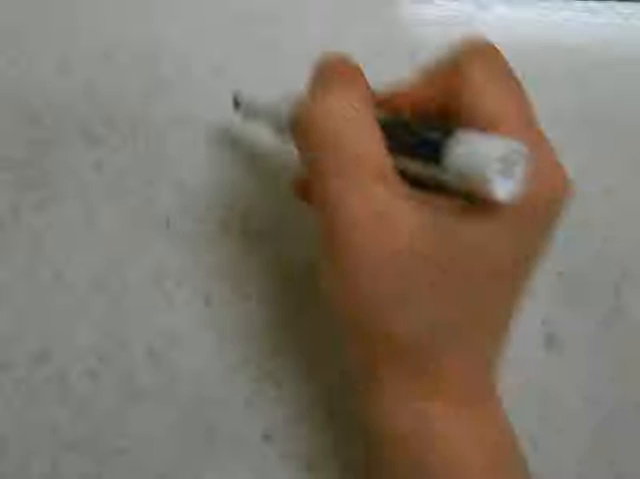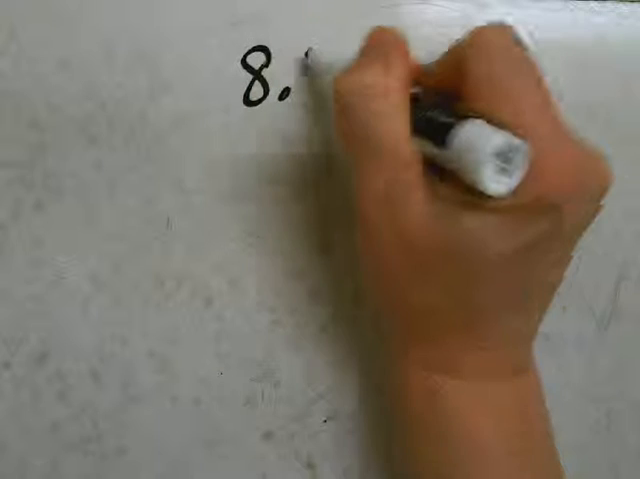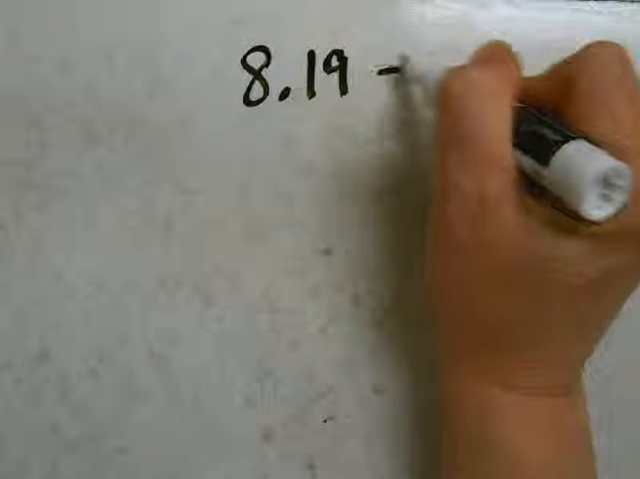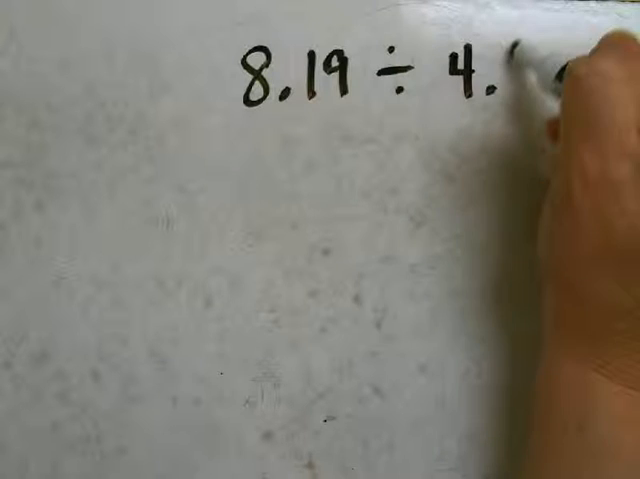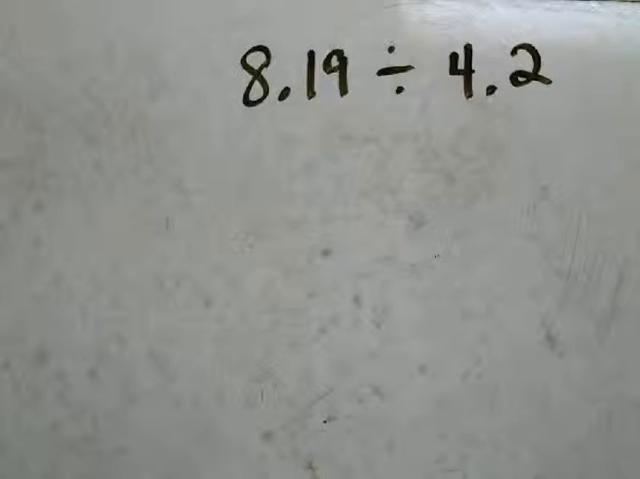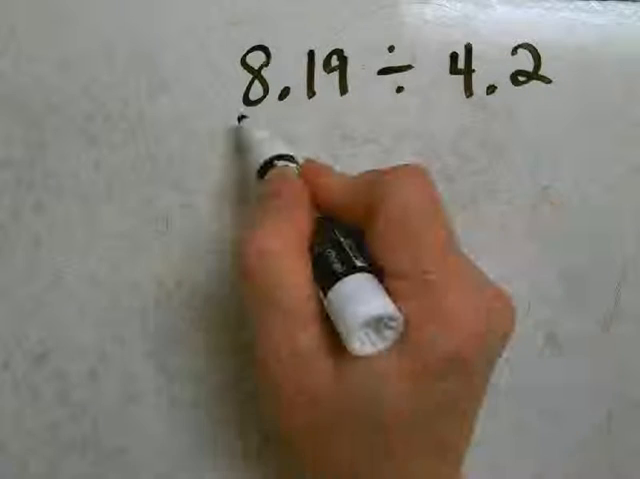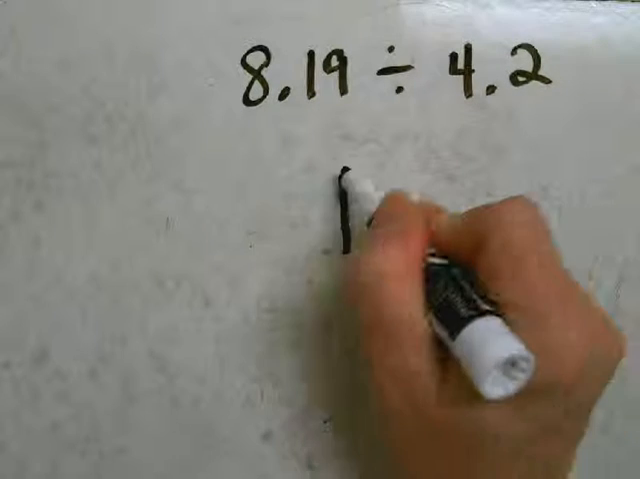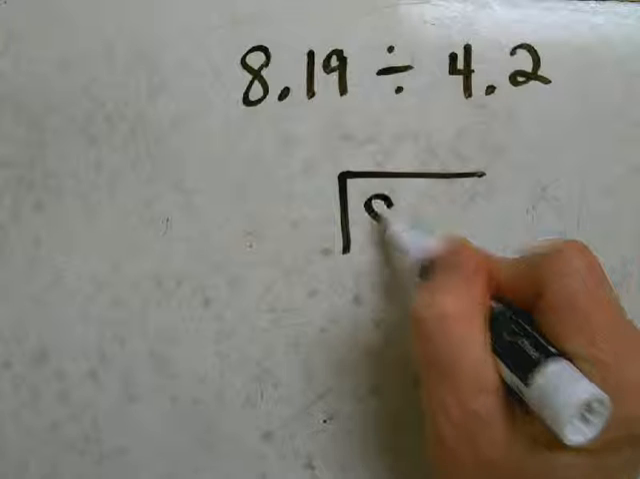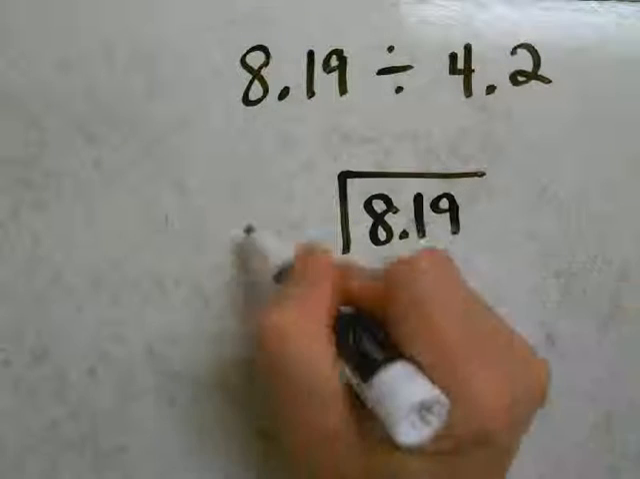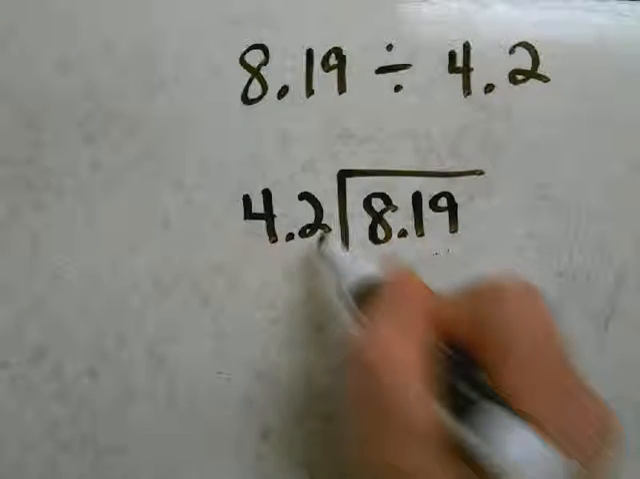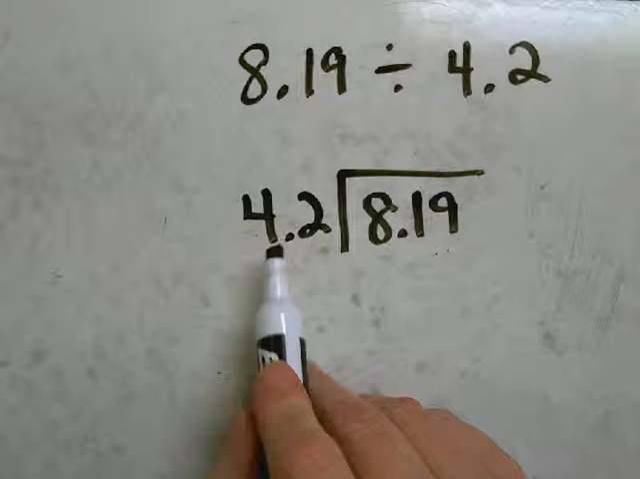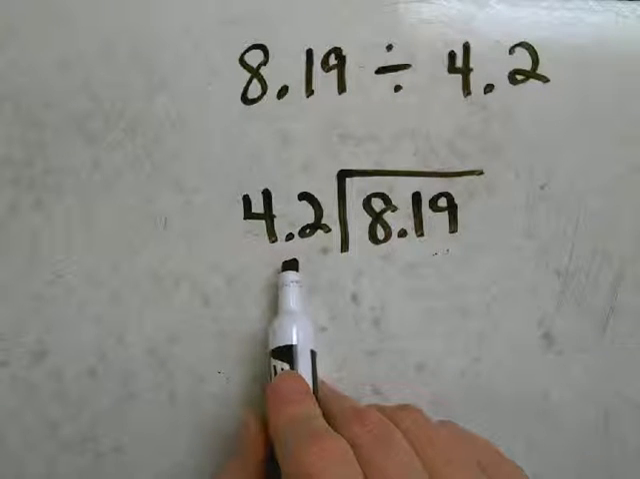If I have a decimal divided by a decimal, so let's say I have 8.19 divided by 4.2. Okay, so we need to set it up long division wise. This number, the first number, always goes on the inside. 8.19 divided by 4.2. And what we do is we can't have a decimal point here in our divisor.